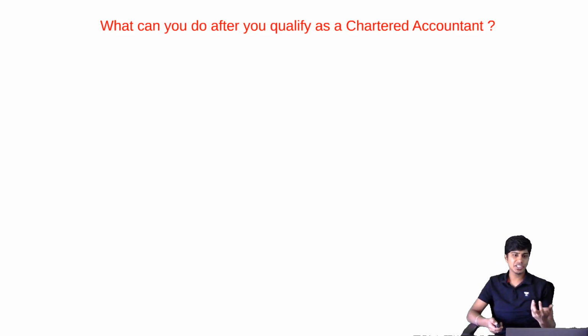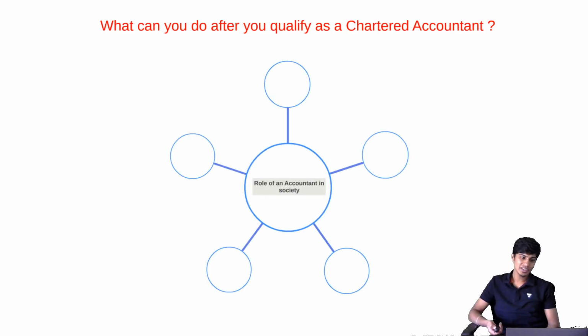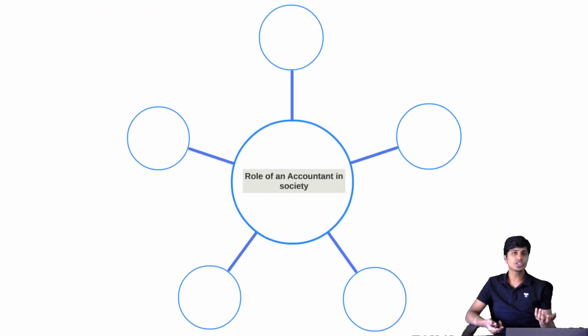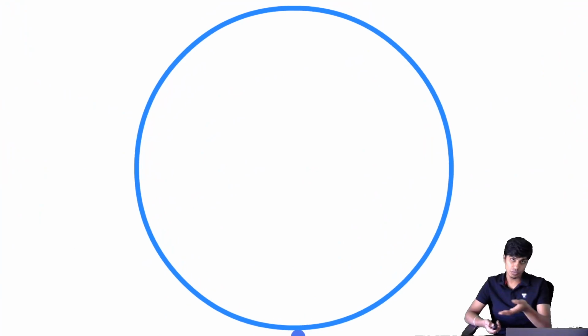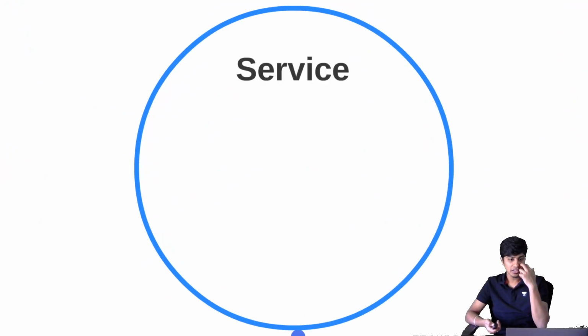However, in the examination, the question was not asked this way. The question was asked with language like, what services can a chartered accountant offer to society? So that is the question. We can also use the language of role of an accountant in society. So if the question is about the role of an accountant in society, then in the answer you need to include as many of these points as you can.